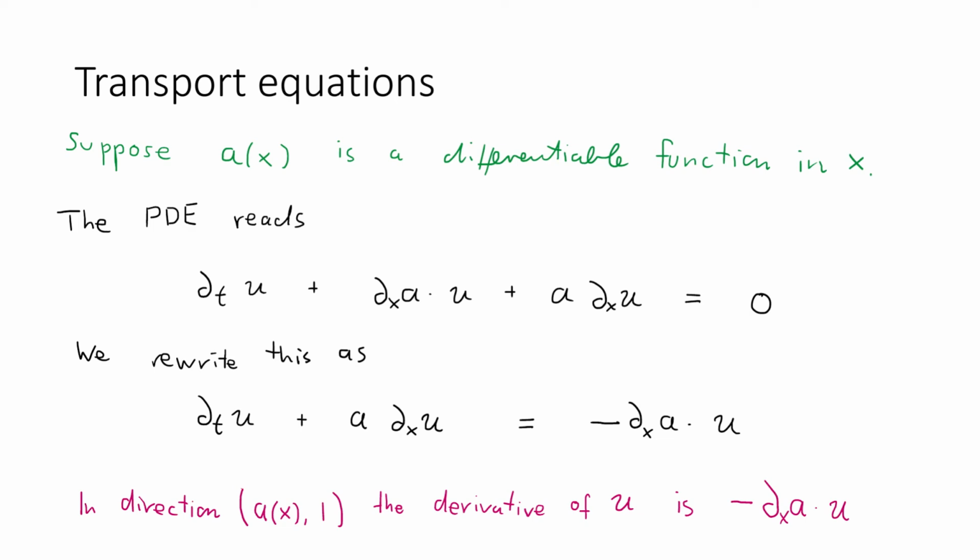No PDE is too simple as to not introduce a few interesting concepts. The transport equation with constant speed is a very nice preparation to the transport equation with varying speed. And here we shall already see that the concepts that we have introduced still apply, but in a slightly more complicated form. So again, we take a look at transport equations, but this time we suppose that a(x) is a differentiable function in x. So we assume that the speed depends on the position x as well.